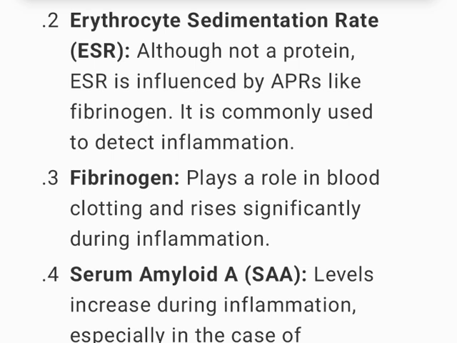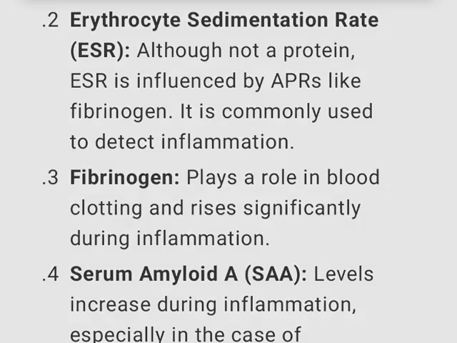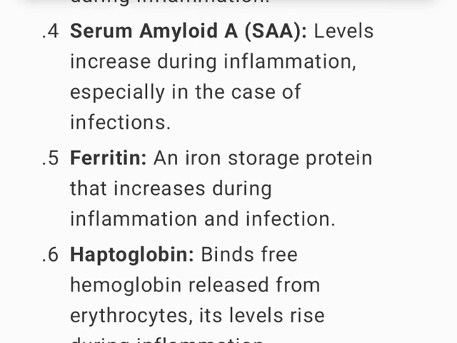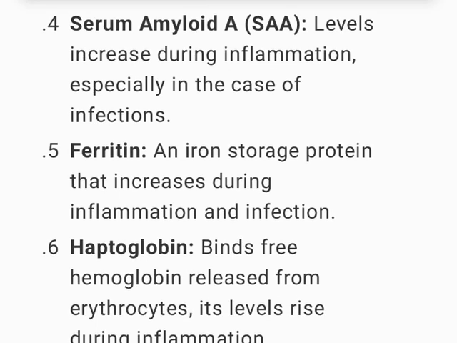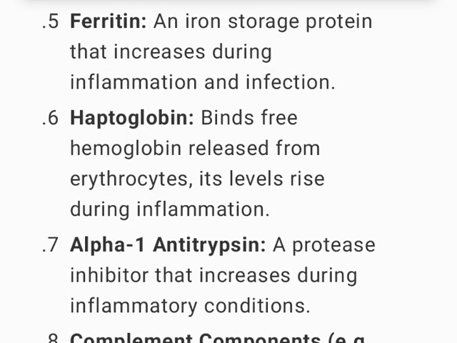3. Fibrinogen plays a role in blood clotting and rises significantly during inflammation. 4. Serum amyloid A, SAA, levels increase during inflammation, especially in the case of infections. 5. Ferritin, an iron storage protein that increases during inflammation and infection. 6. Haptoglobin binds free hemoglobin released from erythrocytes. Its levels rise during inflammation.